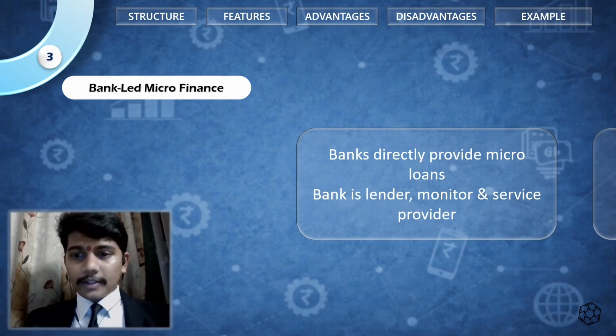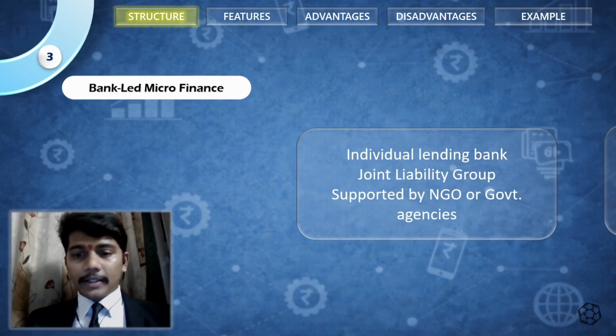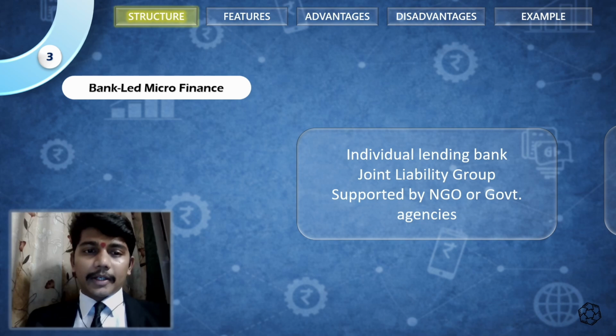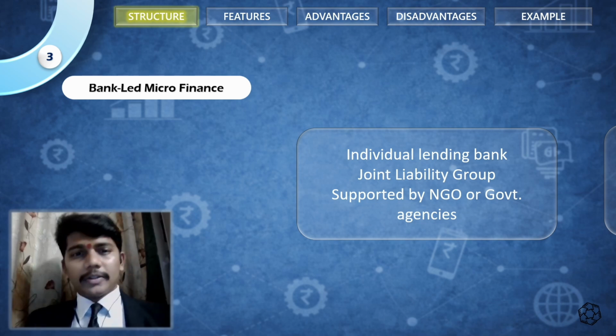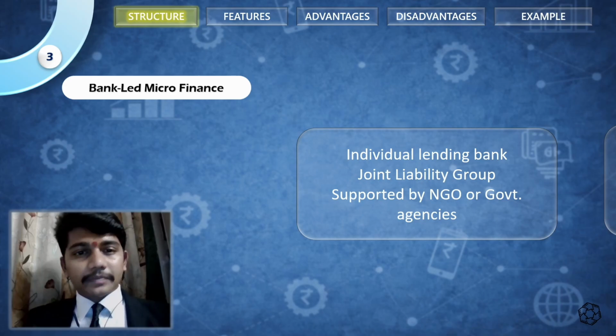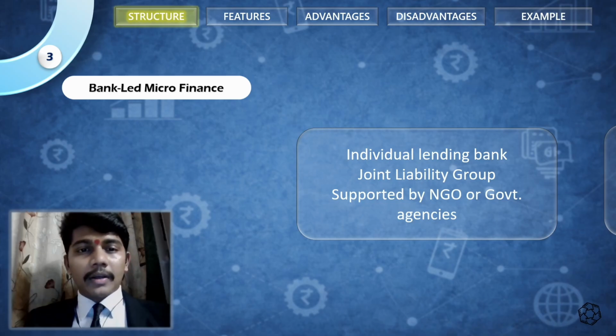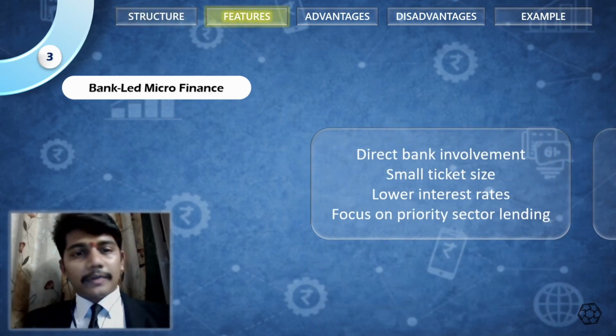So moving to the structure. As I told you, bank individual lending is sometimes supported through SHG and joint liability groups. Then mostly bank staff handles the operations and it is regulated fully by the RBI. Then going to the structure format.